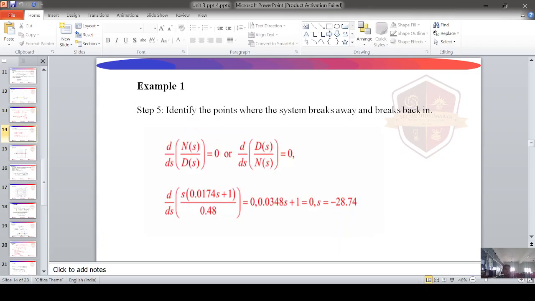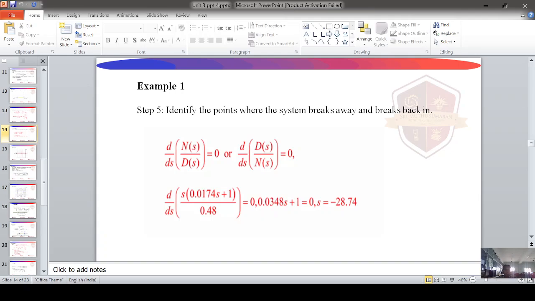Step 5. Identify the points where the system breaks away and breaks in. Breakaway points occur from two real poles, so with two real poles we have to find the breakaway points. Likewise, with two real zeros we have to find the break-in points. Here there are no zeros, so we do not find break-in points. We have only breakaway points.